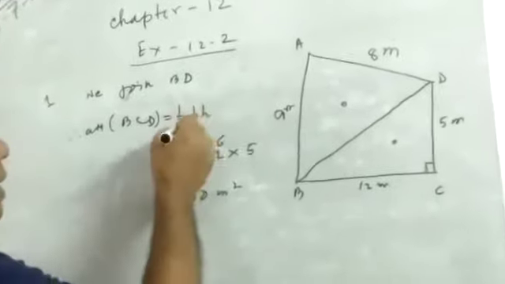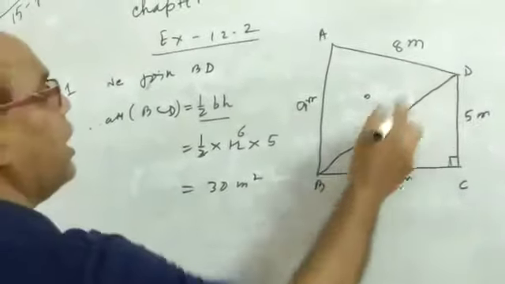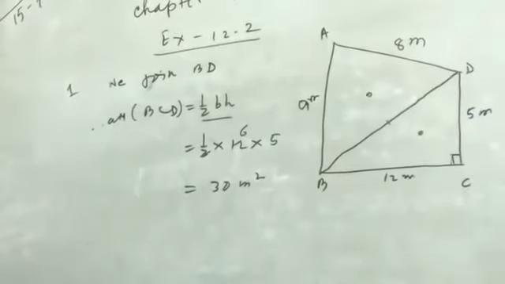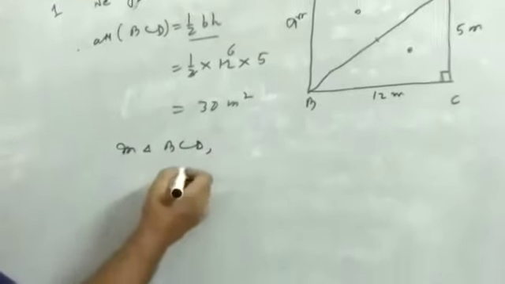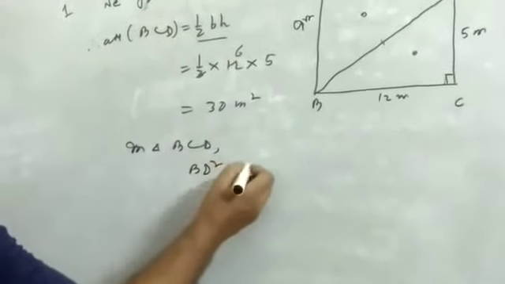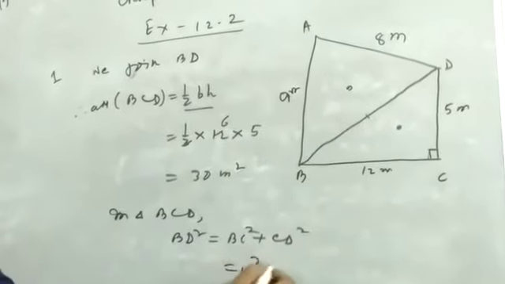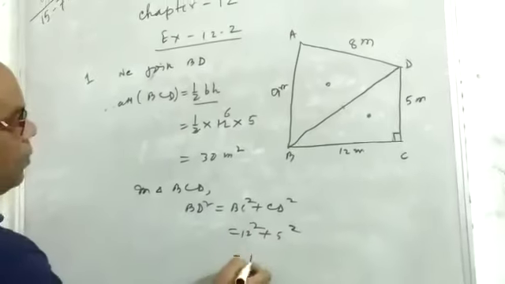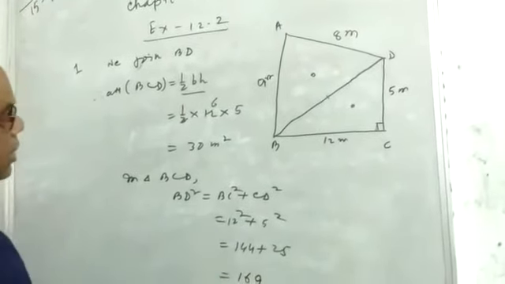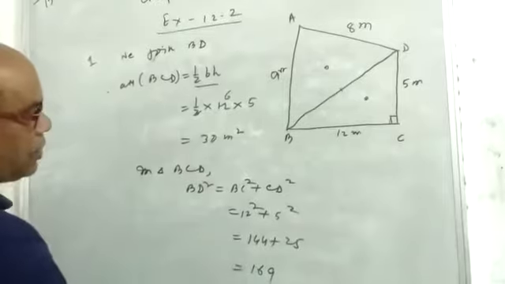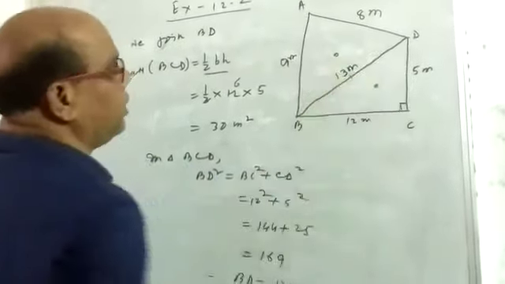We cannot use half base times height in triangle ABD. But triangle BCD is a right triangle, so we can find the side BD. Using Pythagoras theorem, BD square is equal to BC square plus CD square. Now it is 12 square plus 5 square, 144 plus 25, so it is 169. Therefore BD equals 13 meter. Okay, we got that BD equals 13 meter.